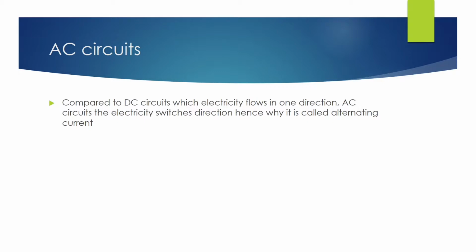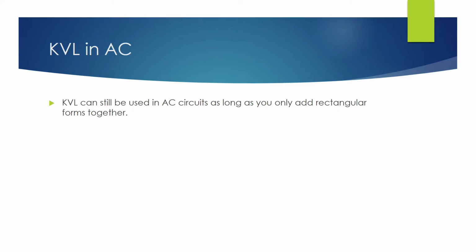AC circuits. Compared to DC circuits, in which electricity flows in one direction, in AC circuits the electricity switches directions, hence why it is called alternating current. KVL in AC. KVL can still be used in AC circuits as long as you only add rectangular forms together.